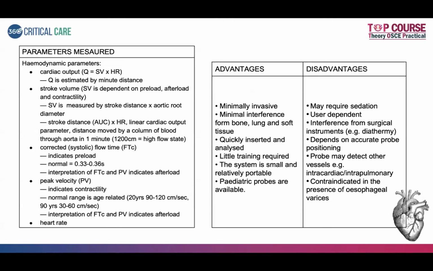Normally at 20 years, it will be around 90 to 120 centimeters per second. And at 90 years, the flow will be reduced to around 30 to 60 centimeters per second. So the interpretation of this corrected flow time and the peak velocity, as I told you, gives us the idea about afterload.